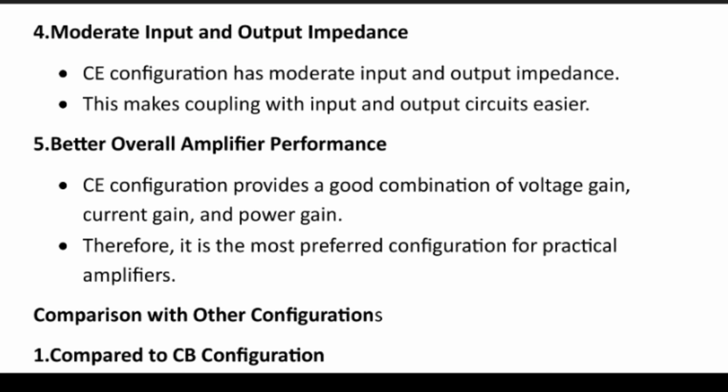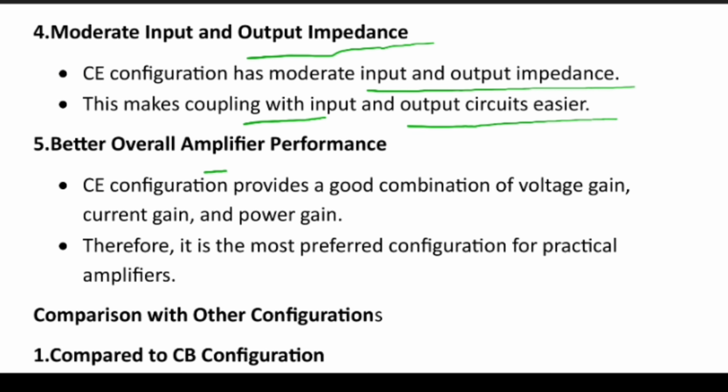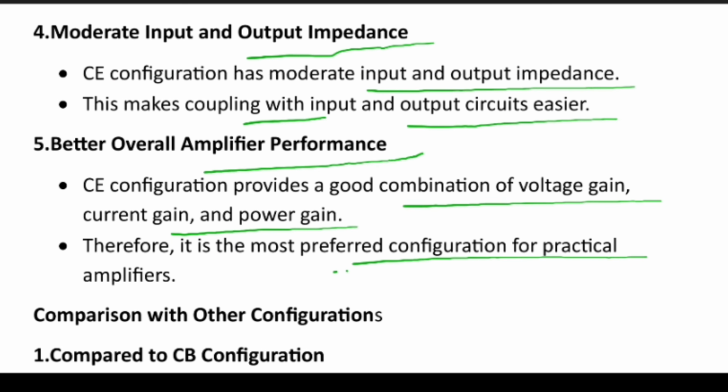Next is moderate input and output impedance. The common emitter configuration has moderate input and output impedance, which makes coupling input and output circuits easier. Better overall amplifier performance: the CE configuration provides a combination of voltage gain and current gain, giving a power gain. Therefore it is the most preferred configuration practically for amplifiers.